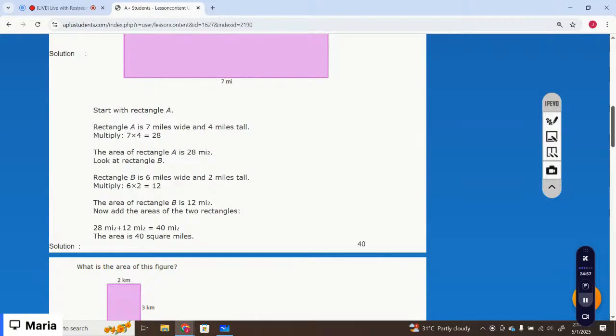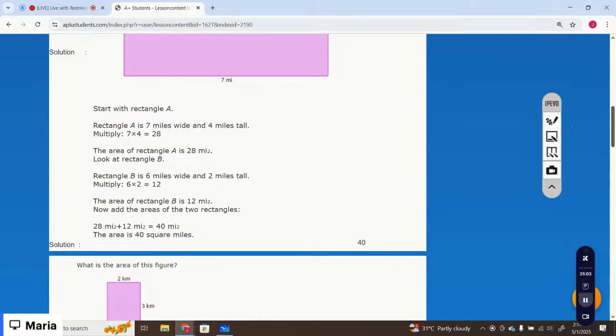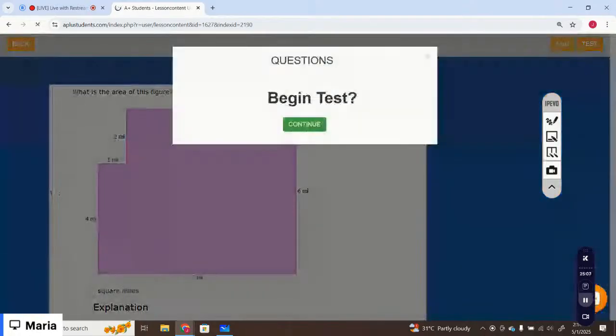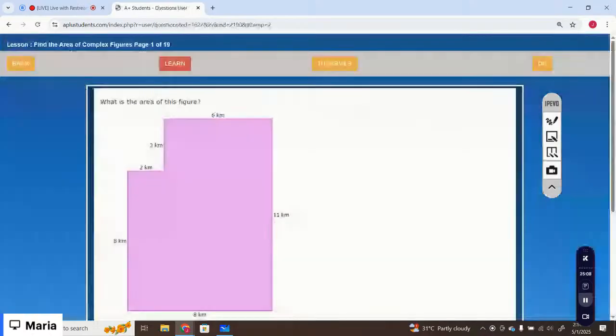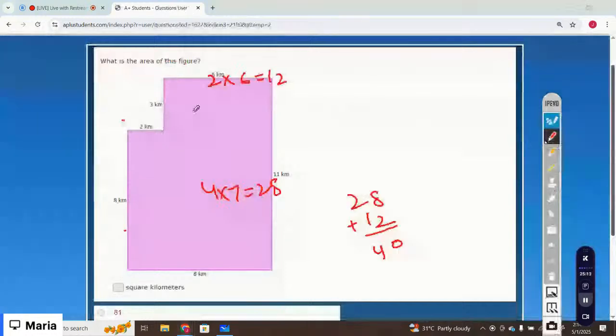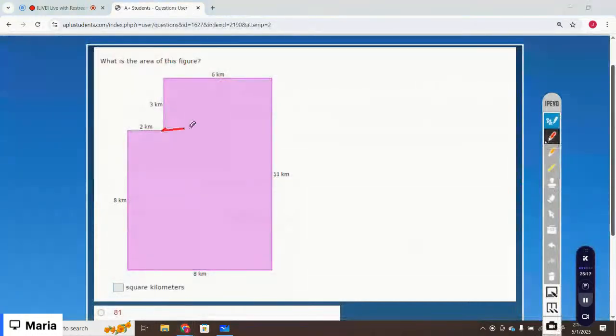Let's just start with the test questions. What is the area of the figure? Let's just divide the figure into two smaller figures and calculate their areas. I'm going to divide like this. So this square has the length 8 meters and 8 meters. So 8 times 8 is 64 square kilometers, right?